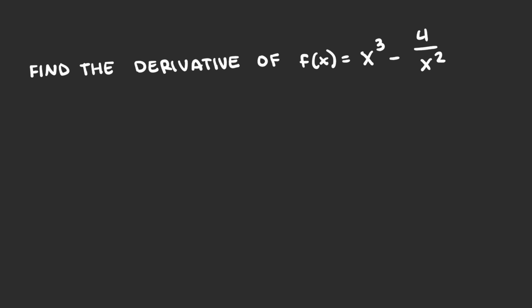Okay, let's find the derivative of f of x equals x cubed minus 4/x squared. So remember, fractions are not easy to work with, so let's rewrite the notation. So we have f of x equals x cubed, that can stay the same, minus 4x to the power of negative 2. This is equivalent to this. It's just written in a different notation, so it makes it easier to apply the power rule.